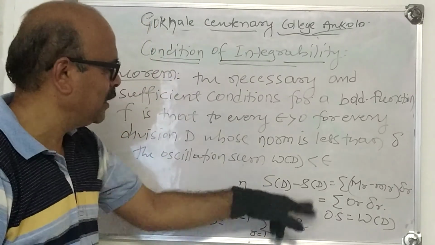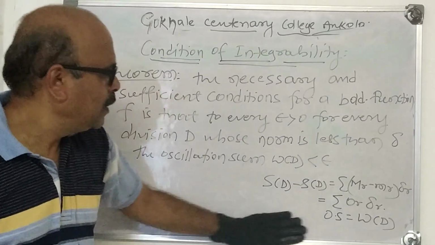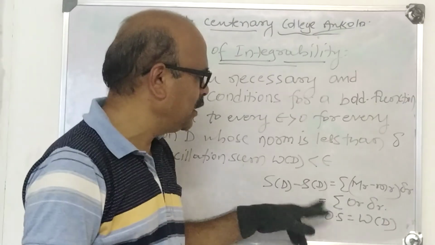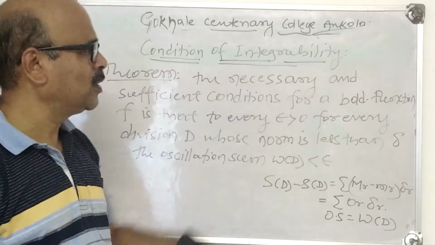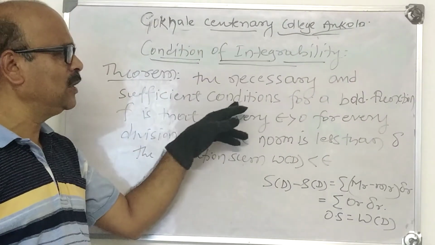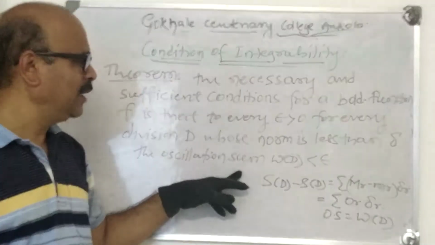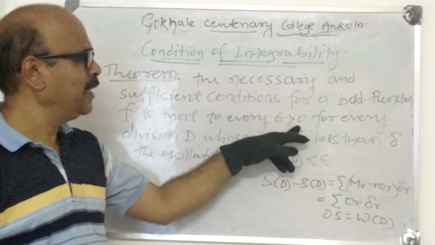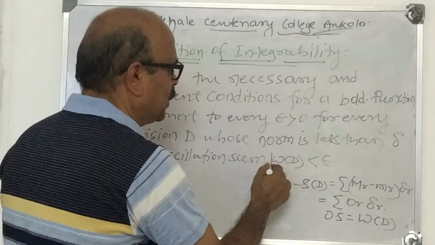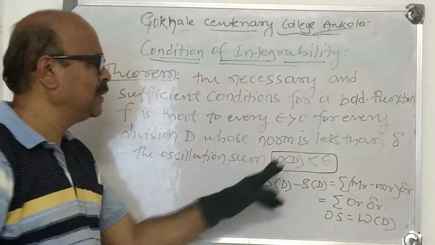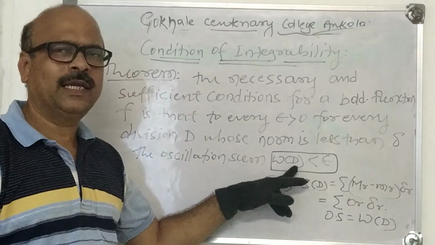Now what is S(D) minus s(D)? Therefore, it is the sum of (capital M r minus small m r) delta r, and this S(D) minus s(D) is called the oscillatory sum. Now, what does the theorem state? The necessary and sufficient condition for a bounded function f(x) to be integrable is that for every division D whose norm is less than or equal to delta, the oscillatory sum is less than epsilon. This capital S(D) minus s(D) must be less than epsilon.